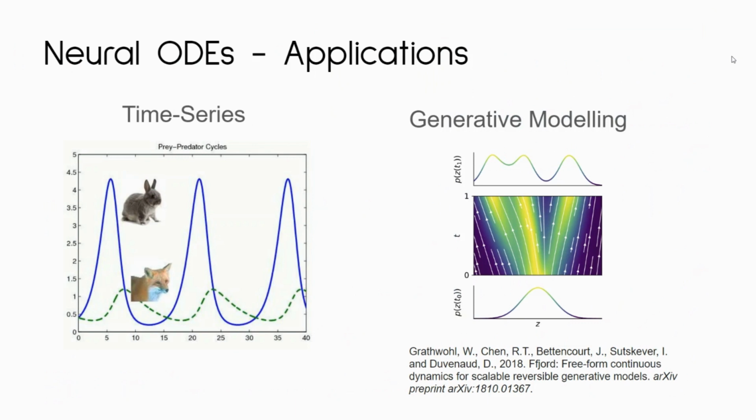Neural ODEs have multiple applications. For example, in time series, where the underlying generating process of the data could be a dynamical system, for example, in this predator-prey cycle, or for example, in generative modeling, where normalizing flows have been taken to a continuous limit in continuous normalizing flows that take advantage of the mathematics in continuous time.